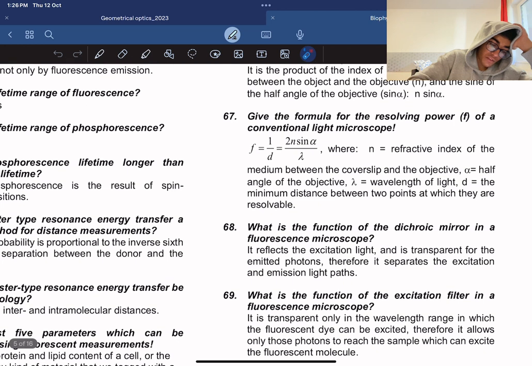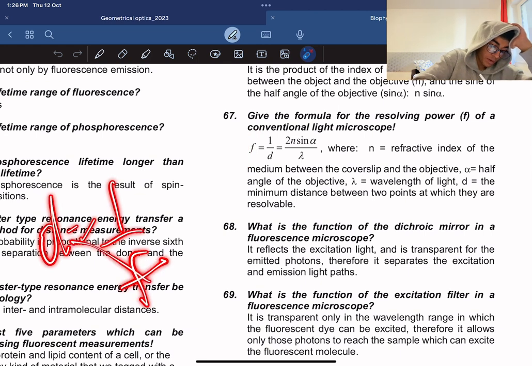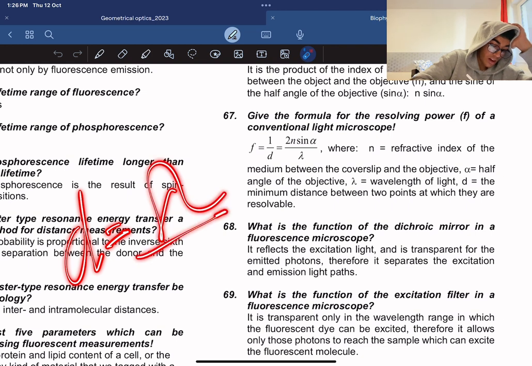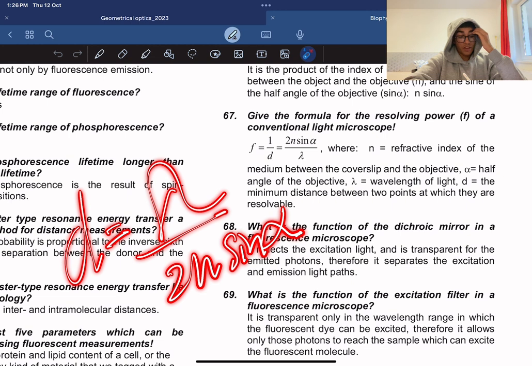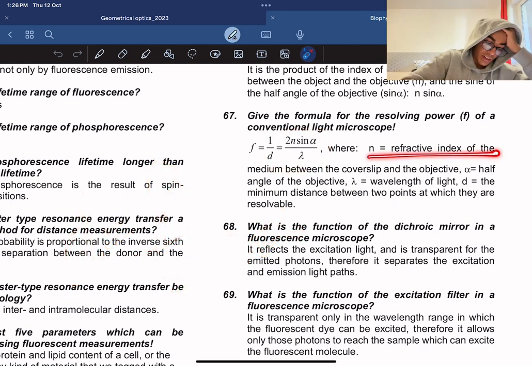Give the formula for the resolving power f of a conventional microscope. We know that d is equal to 1 by f, so if you bring this up, f is equal to 1 by d. And what do we know about d? We know d is equal to lambda by 2n sine alpha. n is the refractive index of the medium in between. We just need to write what these values are.